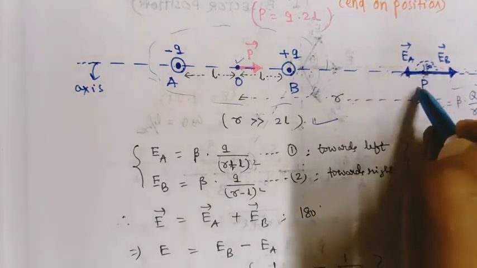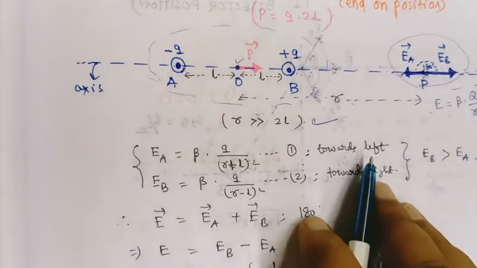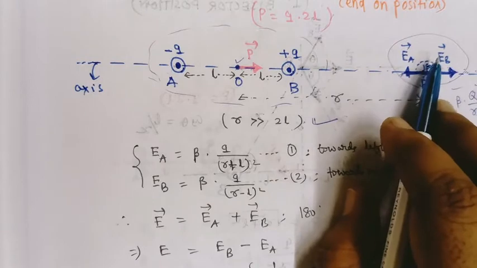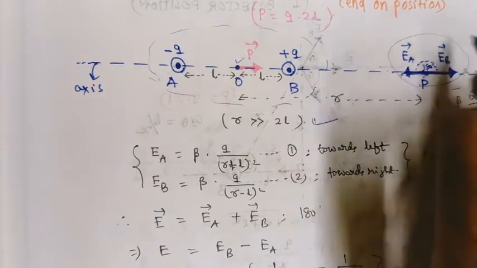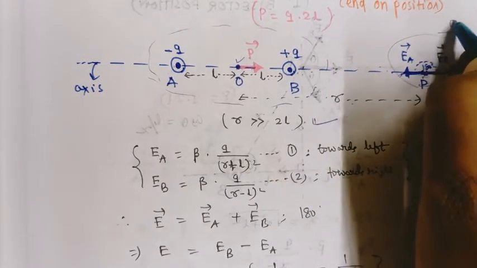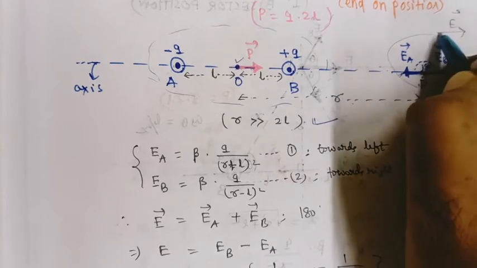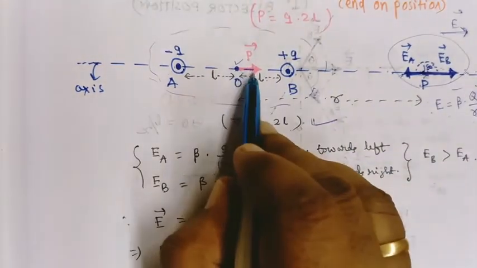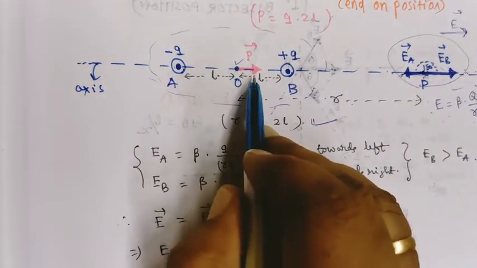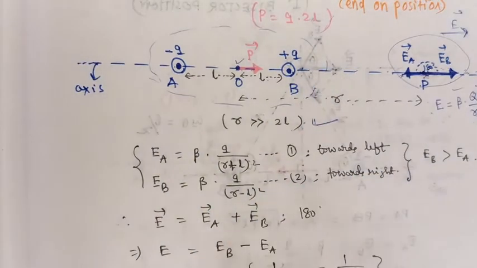If you find the resultant of these two vectors, the resultant vector will be towards the larger vector's side. That means your resultant vector will be towards the right-hand side. That means the resultant vector will be along the direction of the dipole moment.